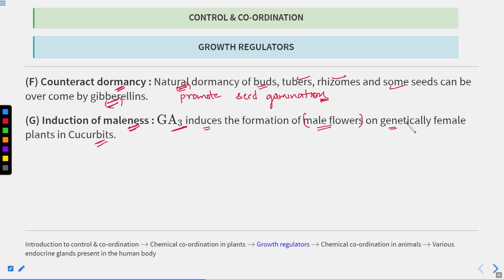Initially these plants were genetically female, meaning they were producing female flowers, but you can also artificially induce maleness using the hormone gibberellic acid. Within gibberellic acid, you can use gibberellic acid 3. There are a lot of them: gibberellic acid 1, gibberellic acid 2, gibberellic acid 3, and so on. But GA3 is the most commonly used gibberellin. Clear?